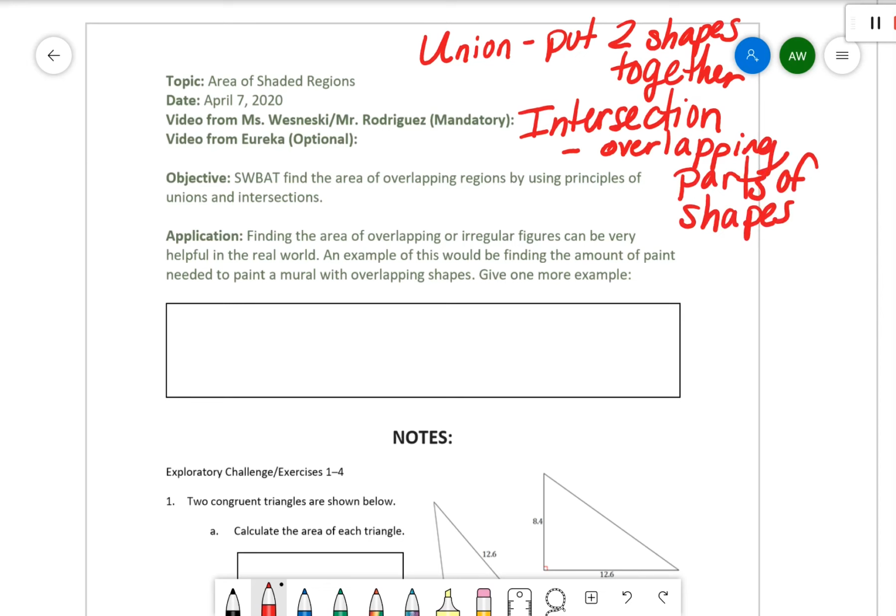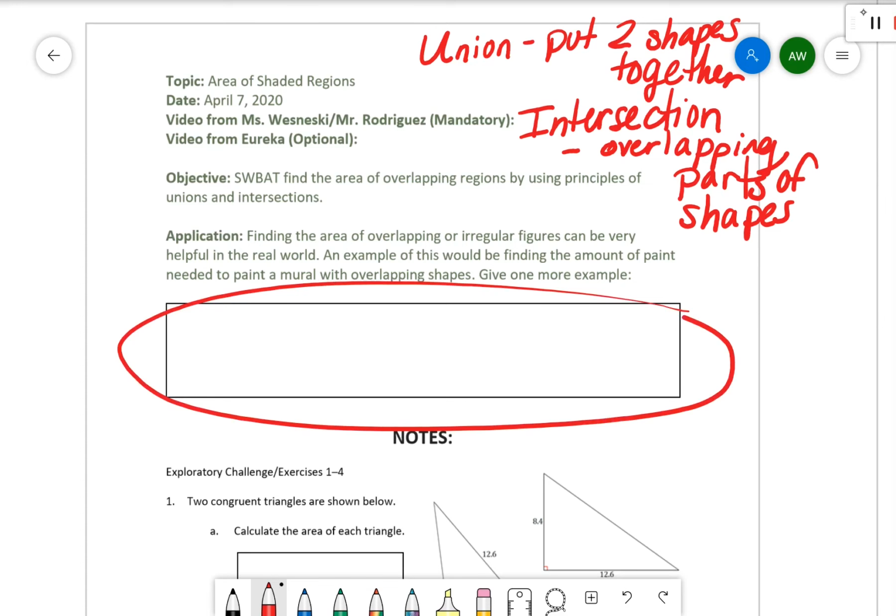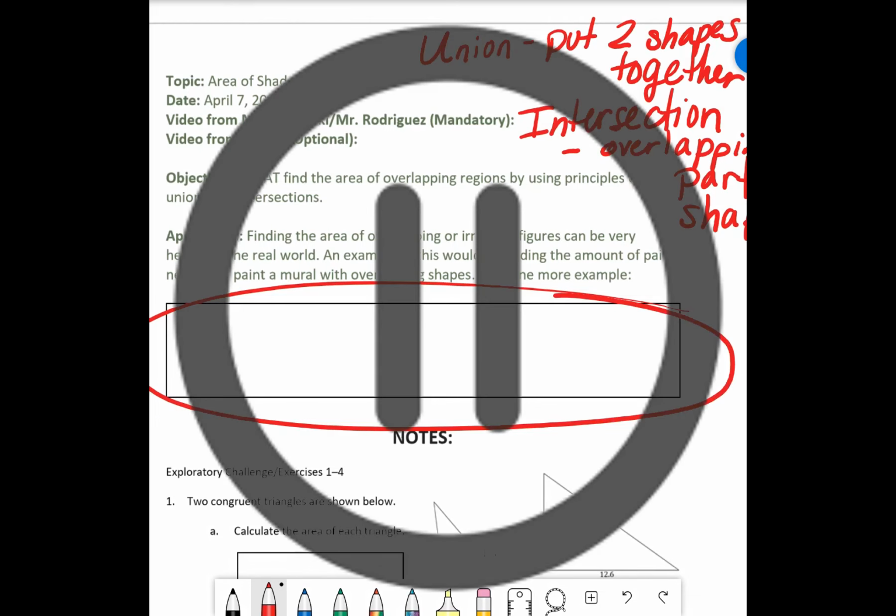So one application for when we may need to find the area of a union or an intersection is if we were trying to paint a mural and we were trying to find how much paint we would need for overlapping shapes. Can you give one more example in this box of a time in real life where you might need to find the area of intersecting shapes or a union of shapes?